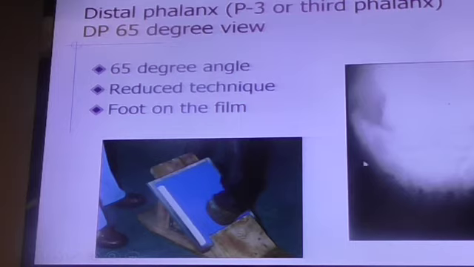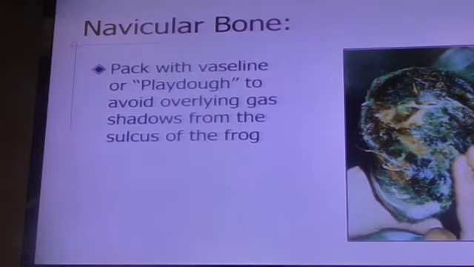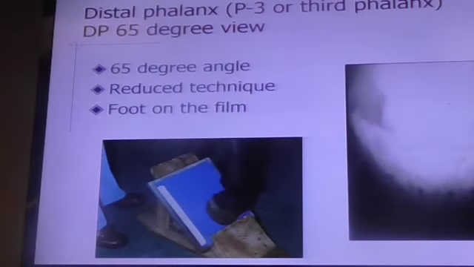Because on this one, you're using a lighter technique so that you can see P3, which is a very, very porous bone. You use the very same angle. Some people use a 60-degree angle, but the technique is darker so that you can see the navicular bone better.